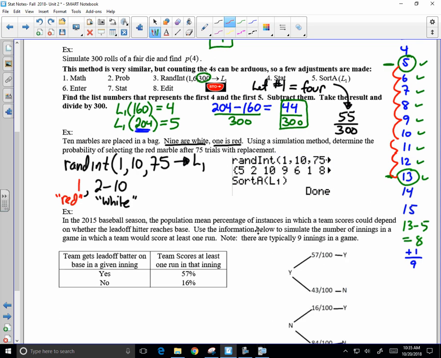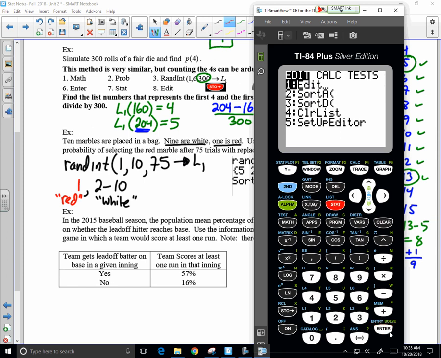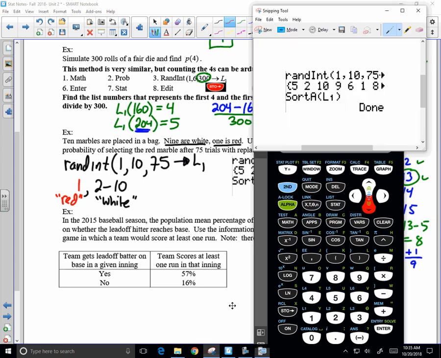Sometimes people get thrown off with the done. They're like, okay, apparently you're done, but what'd you do? You have to know why you're typing stuff into the calculator. So it's done sorting the information. So now when I go back into my list, I'm looking for how many ones there are.